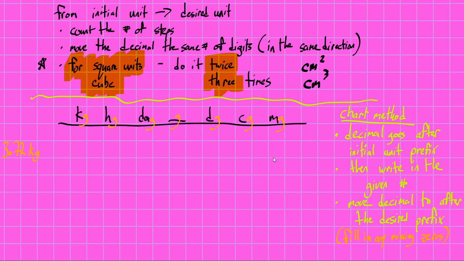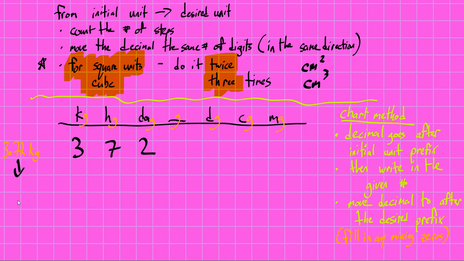Another way to do this that some people like is to use a chart. If we have a number that we're starting with, like 3.72 kilograms, I would look for kilo. I would put my decimal right there, and I would write out my number, 3.72. That's 3.72 kilograms. I know it's kilo because that's where the decimal is. If I wanted to convert it to just grams, I would find grams and put my decimal point there. If there are any blank spots, I fill them in with a 0. So 3,720 grams is the same as 3.72 kilograms.